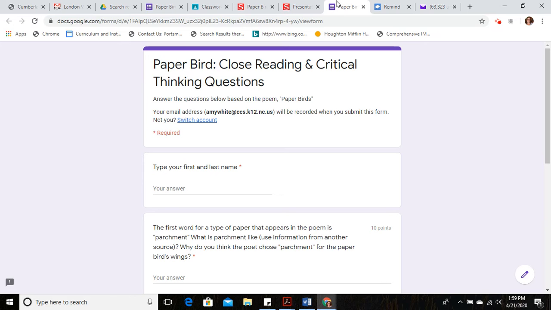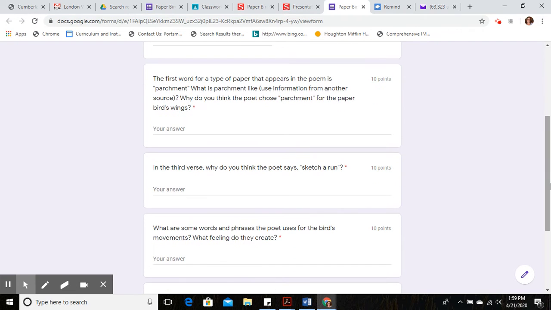All right, so our first question is, the first word for a type of paper that appears in the poem is parchment. What is parchment like? And I said to use information from another source. So you would have needed to have clicked on your plus tab and looked up parchment, looked up what it meant. What does it feel like?